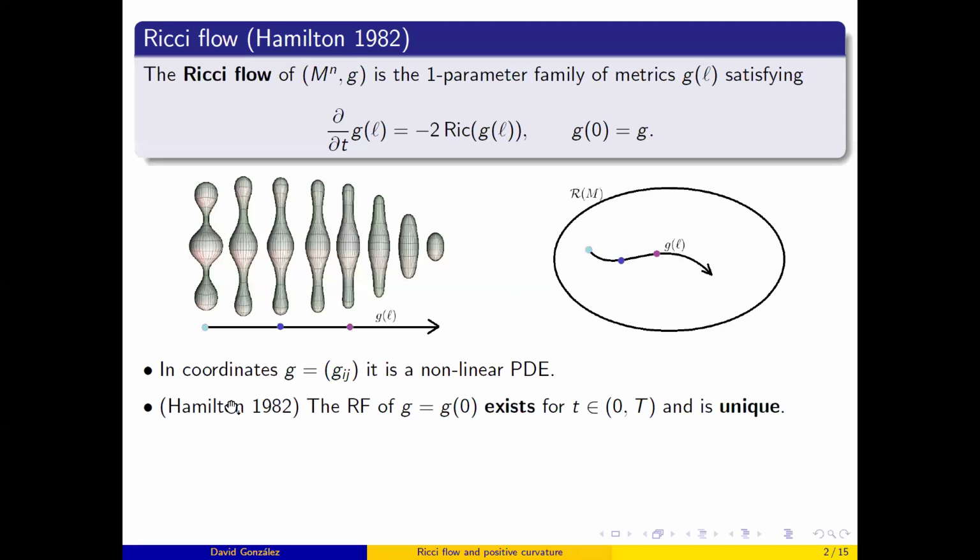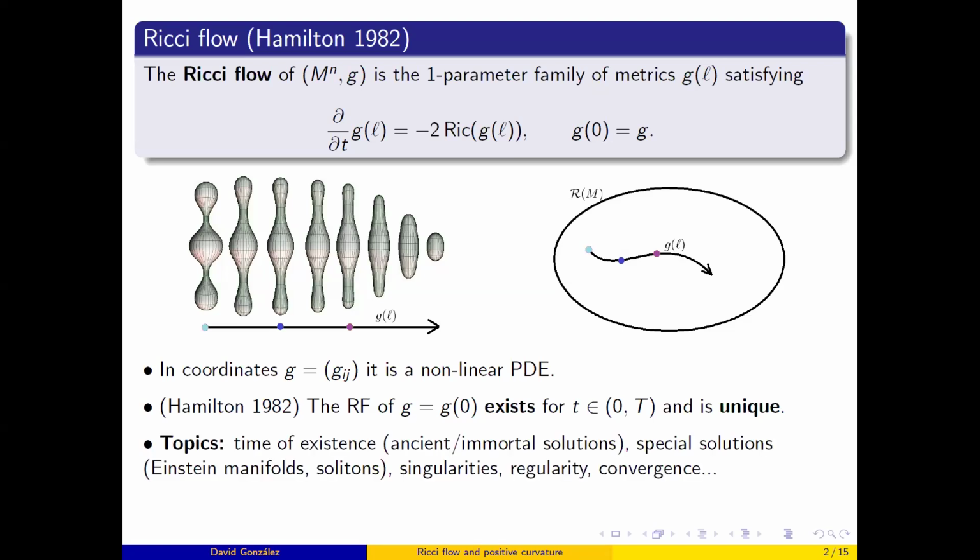Since the year when Hamilton introduced this flow, it has been a very active field of research. There are many things to look at, like the time of existence. This has to do with ancient and immortal solutions, special solutions like Einstein manifolds, Ricci solitons. Also, what happens with the flow when one arrives at a singularity. And what I'm interested in, what this talk is about, is evolution of curvature.